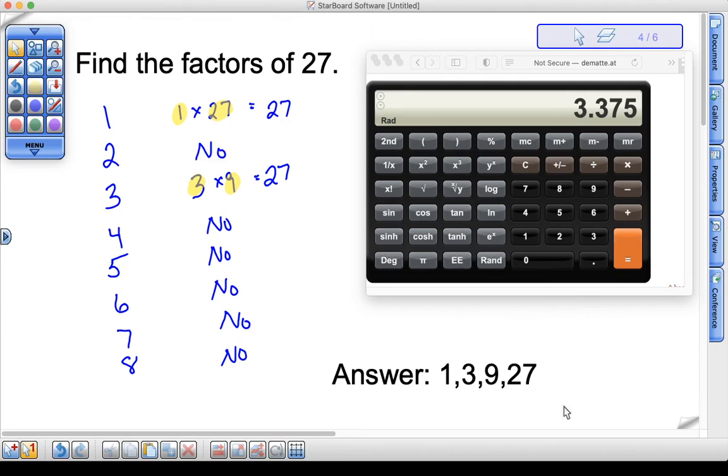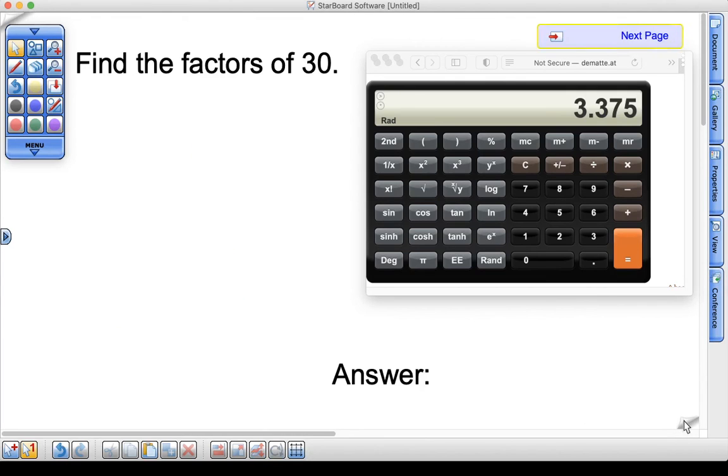Okay, one last example for you. I'd like you to try this one on your own. So the video will automatically pause and you'll tell me what the factors are of 30. So why don't you try that now. All right, now I'm going to go over that answer.